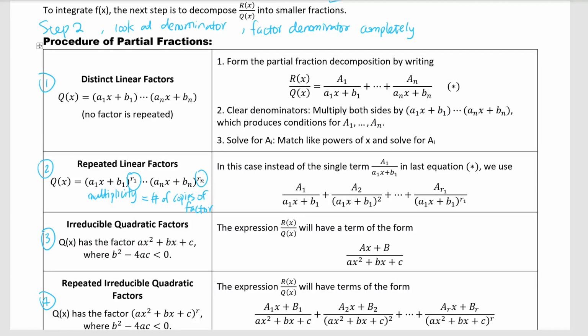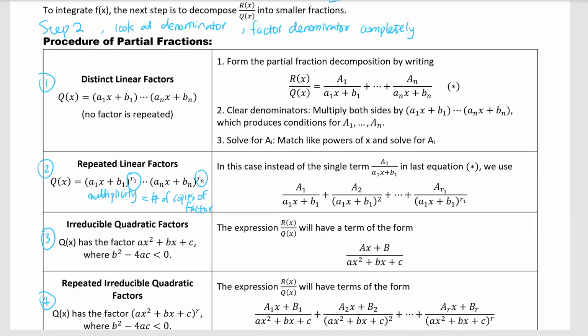Okay, so in this case, instead of a single term of a1 over a1x plus b1, we start with one copy in the denominator, and then we increase to two copies until we reach the multiplicity. Okay, and the numerator is always a constant term if we have a degree 1 linear factor. So this is the setup when we have a repeated linear factor. You start with one copy in the denominator, and then you increase the power until you reach the multiplicity, but the numerator is always constant, because we want to have a proper fraction.